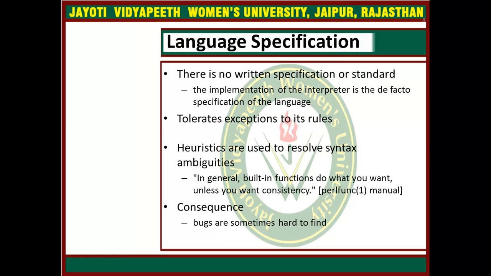Now the language specification. There is no written specification or standard. In this, the implementation of the interpreter is the de facto specification of the language, and it tolerates exceptions to its rules. Heuristics are used to resolve syntax ambiguities. In general, built-in functions do what you want unless you want consistency. Perl function one manual. The consequence is that bugs are sometimes hard to find.